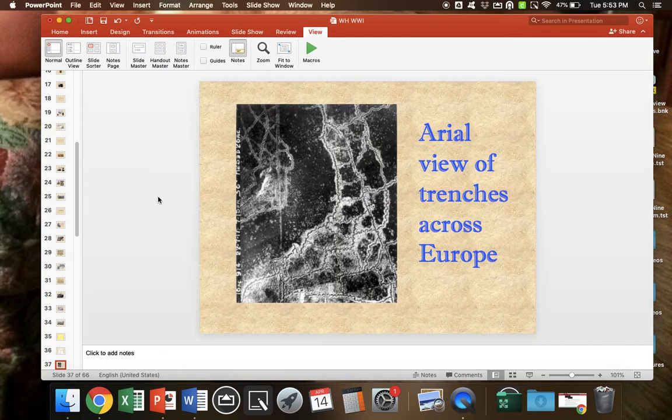This is an aerial view of the trenches across Europe, and you can see that they're closely impacted, but you can see this wide open space here. This is no man's land. You can see how close you really are together, but yet how far apart you really are in moving from one trench to the other.